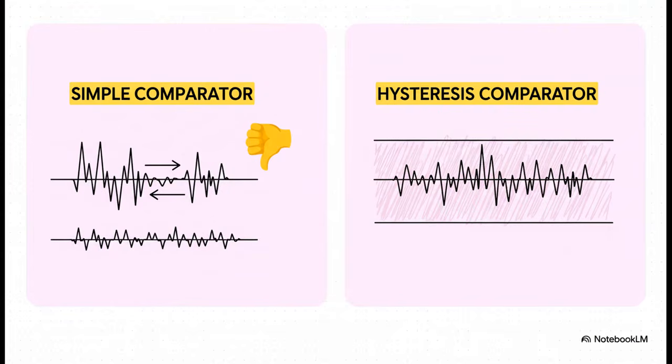Okay, here it is. This is the big aha moment. A simple comparator has one tripwire, just one. A hysteresis comparator, on the other hand, has two, an upper one and a lower one. And the space between them creates this safe zone, this deadband, where noise is completely ignored, all because the circuit remembers if it was last turned on or off.